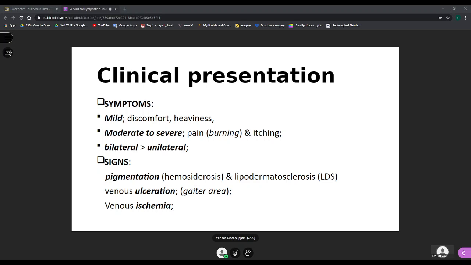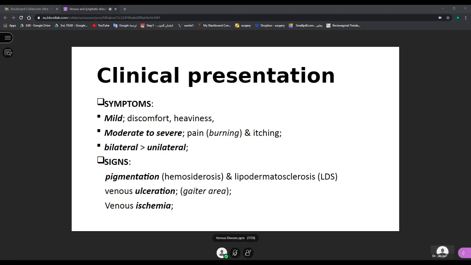And this is one of the characteristic features of venous disease, which might help you to differentiate between the differential diagnoses or other conditions that might result in lower limb swelling. So these are regarding the symptoms.